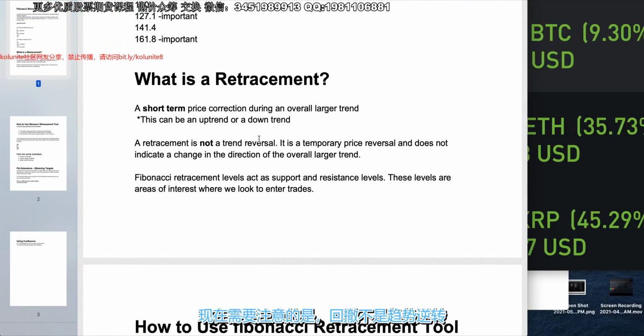Now, when you're pulling these levels, it's very important that you either choose to pull them from the body to the body or from the wick to the wick. I prefer to go from wick to wick. Some people will pull their fib from the body of the candle at the bottom to the top of the body. Okay, you can do that. It's preference. Personally, I like to go from wick to wick.